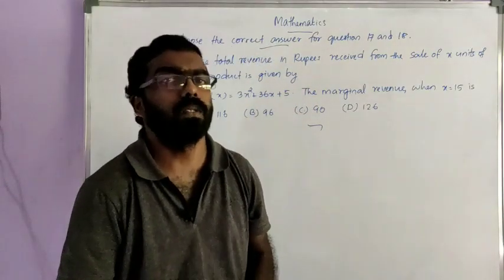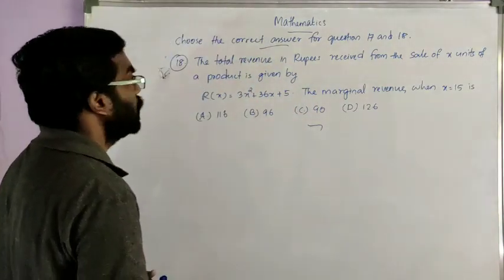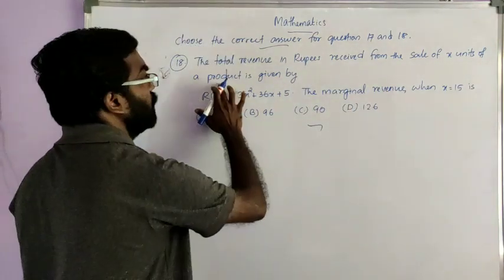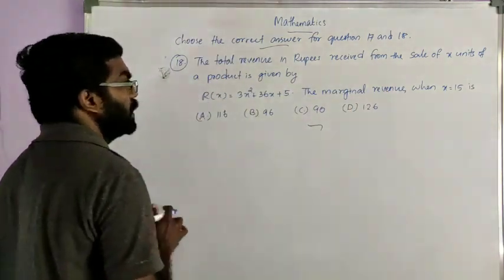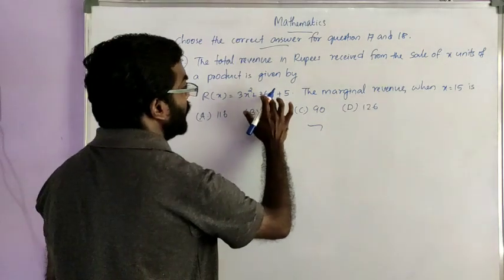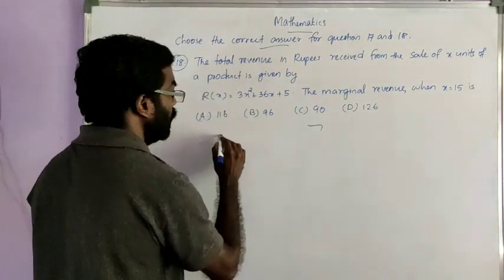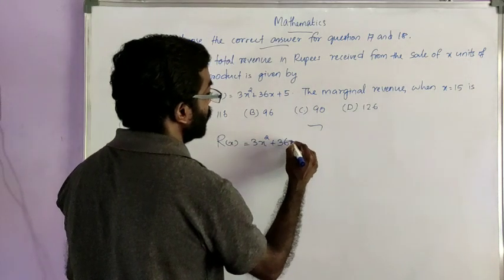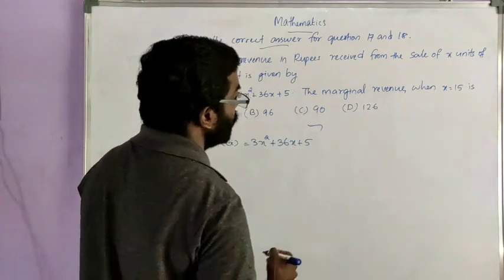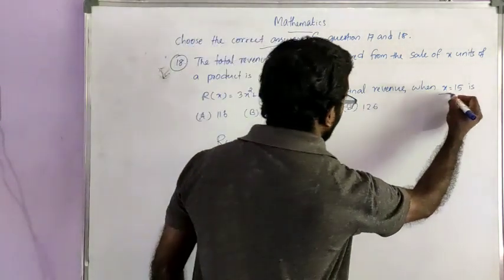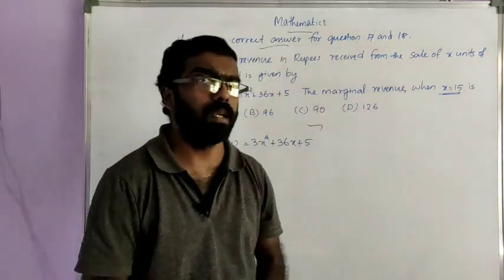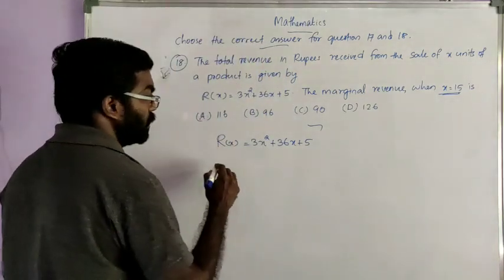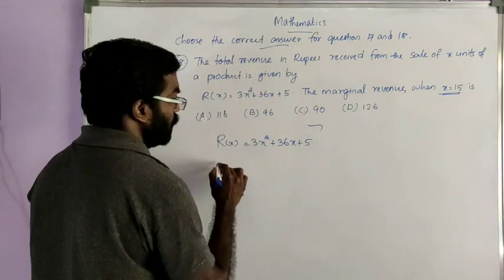Now we move on to the last question in this exercise. The total revenue in rupees received from the sale of X units of a product is given by R of X equal to 3x square plus 36x plus 5. So R of X equal to 3x square plus 36x plus 5. We have to find the marginal revenue when X equal to 15. We know by marginal revenue we mean the rate of change of total revenue. Okay. So we can take the derivative.